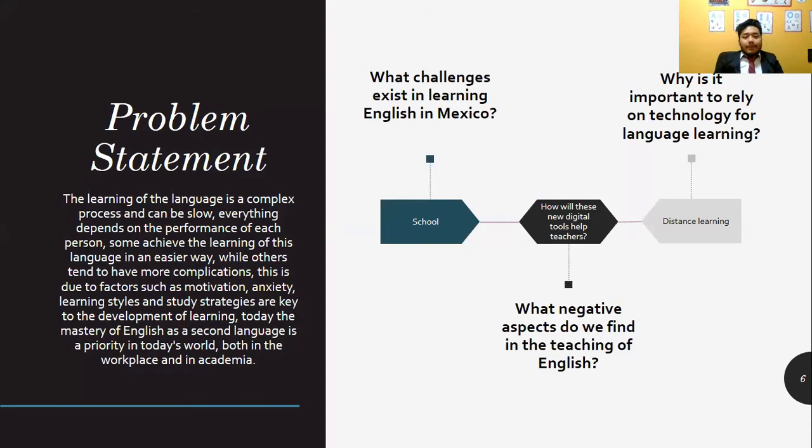My problem statement. Learning a second language in Mexico is a huge problem. Each student has a different process and unique characteristics. It's not possible to generalize. This learning depends on many factors, but it is always important to make clear that learning a second language opens a great opportunity.